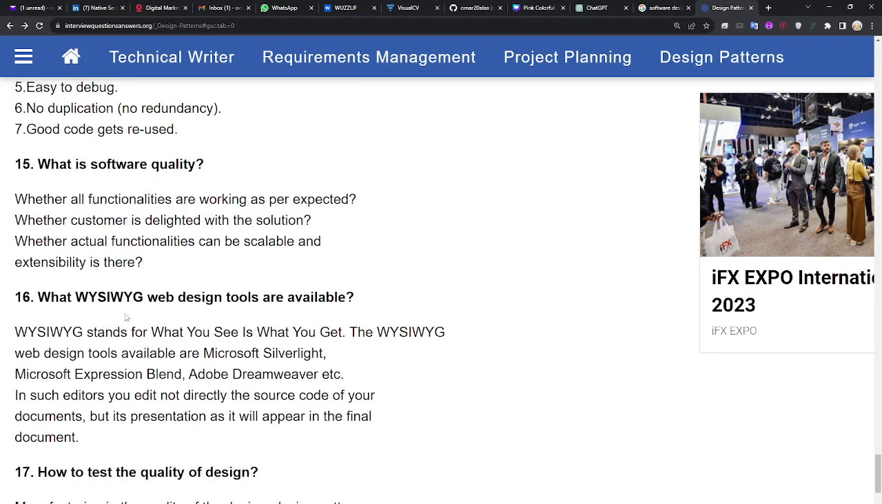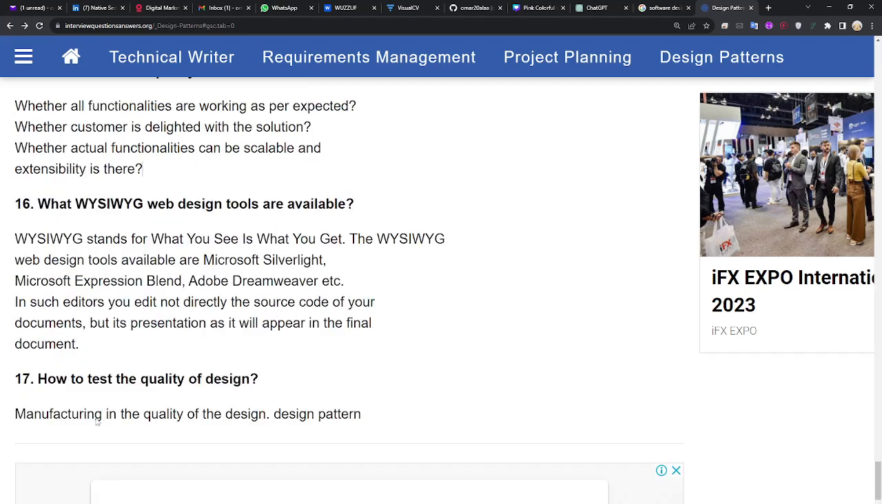Why are WYSIWYG web design tools available? WYSIWYG stands for what you see is what you get. So WYSIWYG web design tools available are Microsoft Silverlight, Microsoft Expression Blend, Adobe Dreamweaver. In such editors, you edit not directly the source code of your documents, but its presentation as it will appear in the final document. How to test the quality of design.